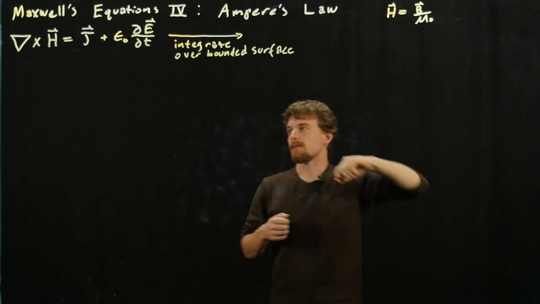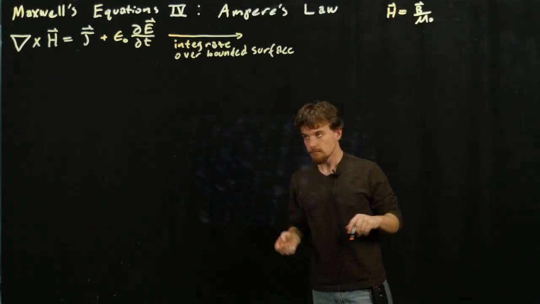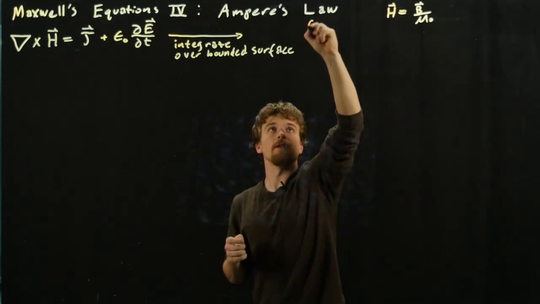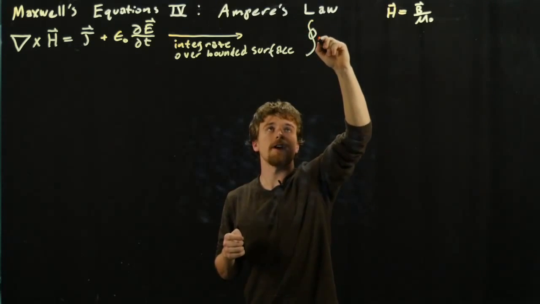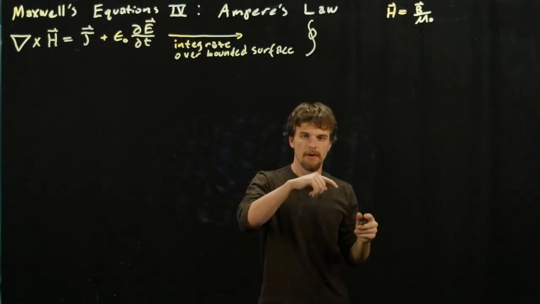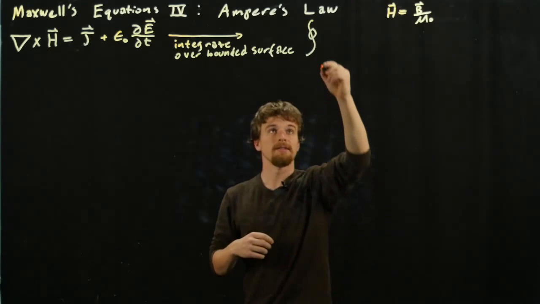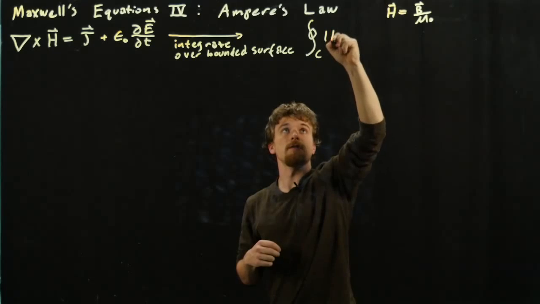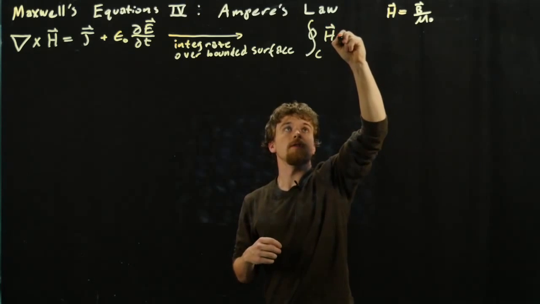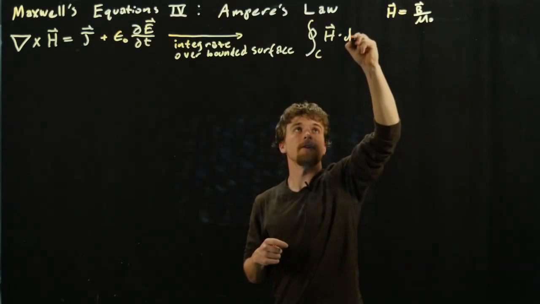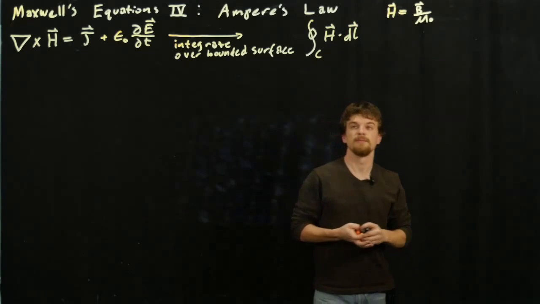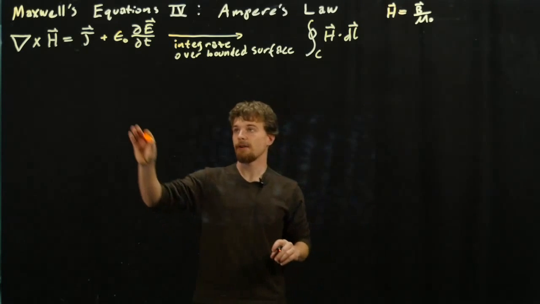So when we do that, the integral of the curl over a bounded surface becomes the line integral around the line bounding our surface. We'll call that line C, of H dotted with our differential length that we're integrating through. So that is this side of the equation.